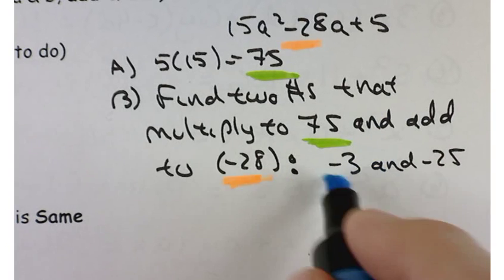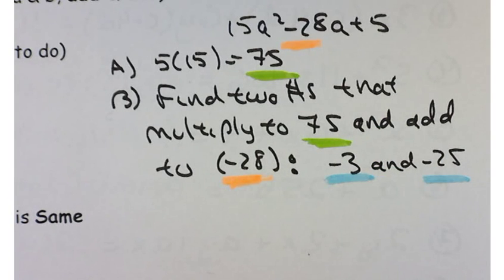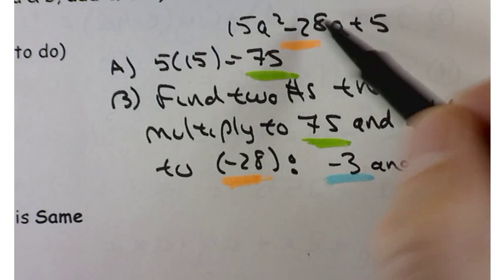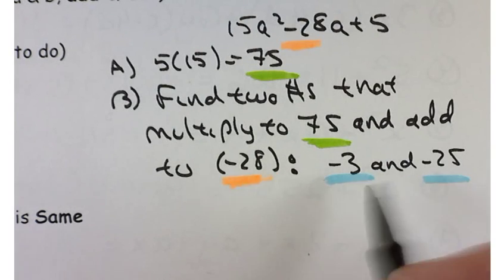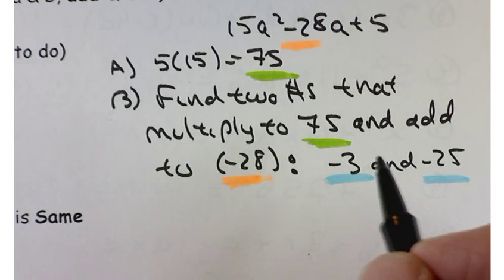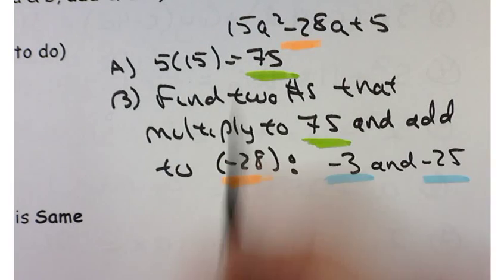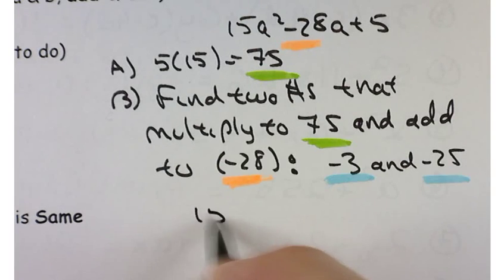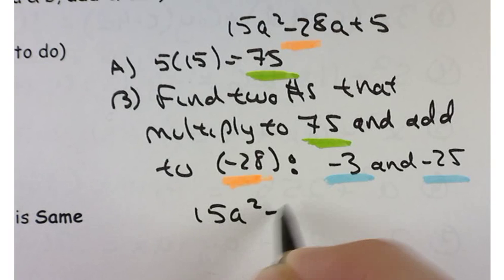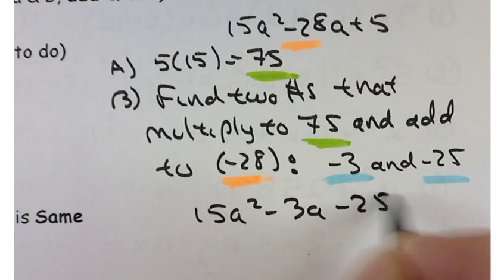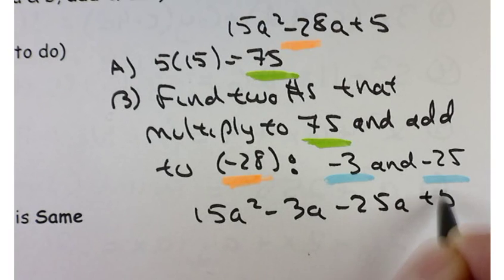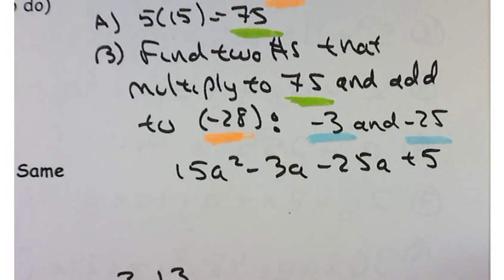If you get those two numbers, then the rest shouldn't be too bad. I can split up this middle term using those two numbers. So let me do it this way. We'll split this up as 15a squared minus 3a minus 25a plus 5. Now we're back to what we did in section 6.1, the factor by grouping stuff.